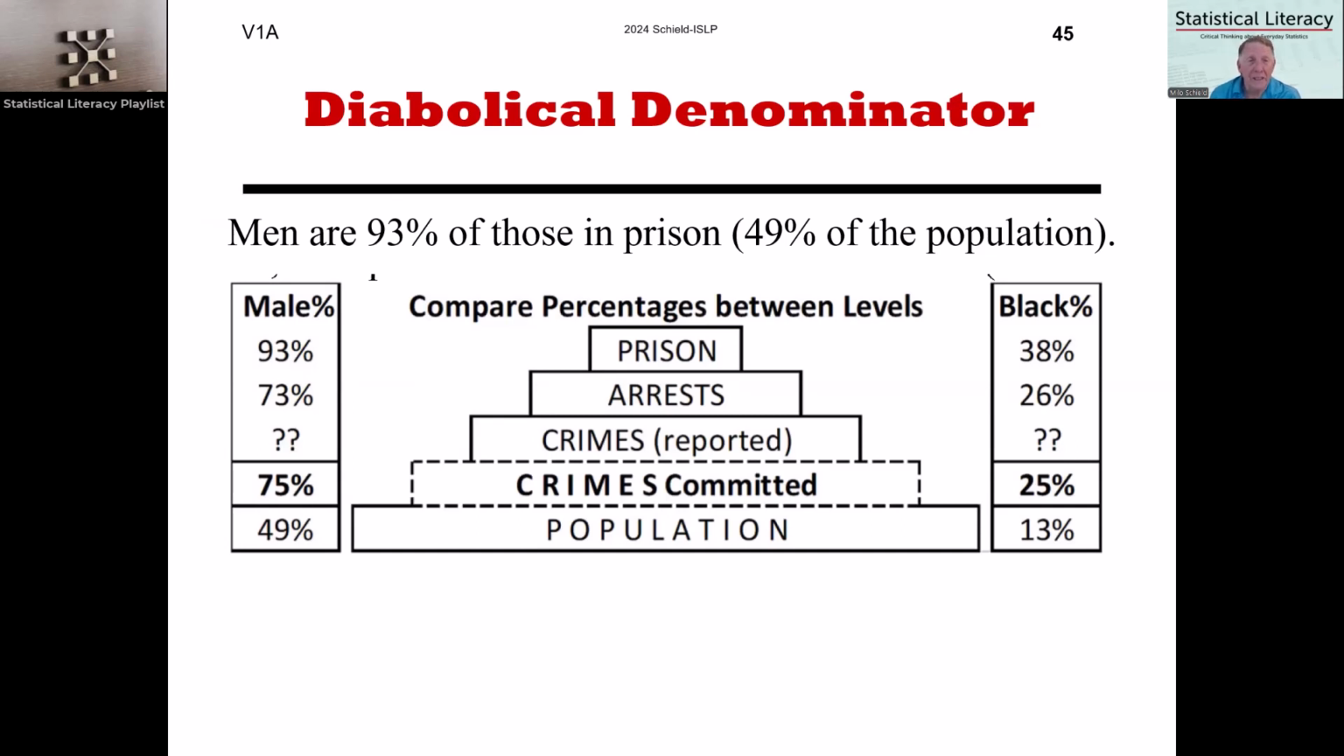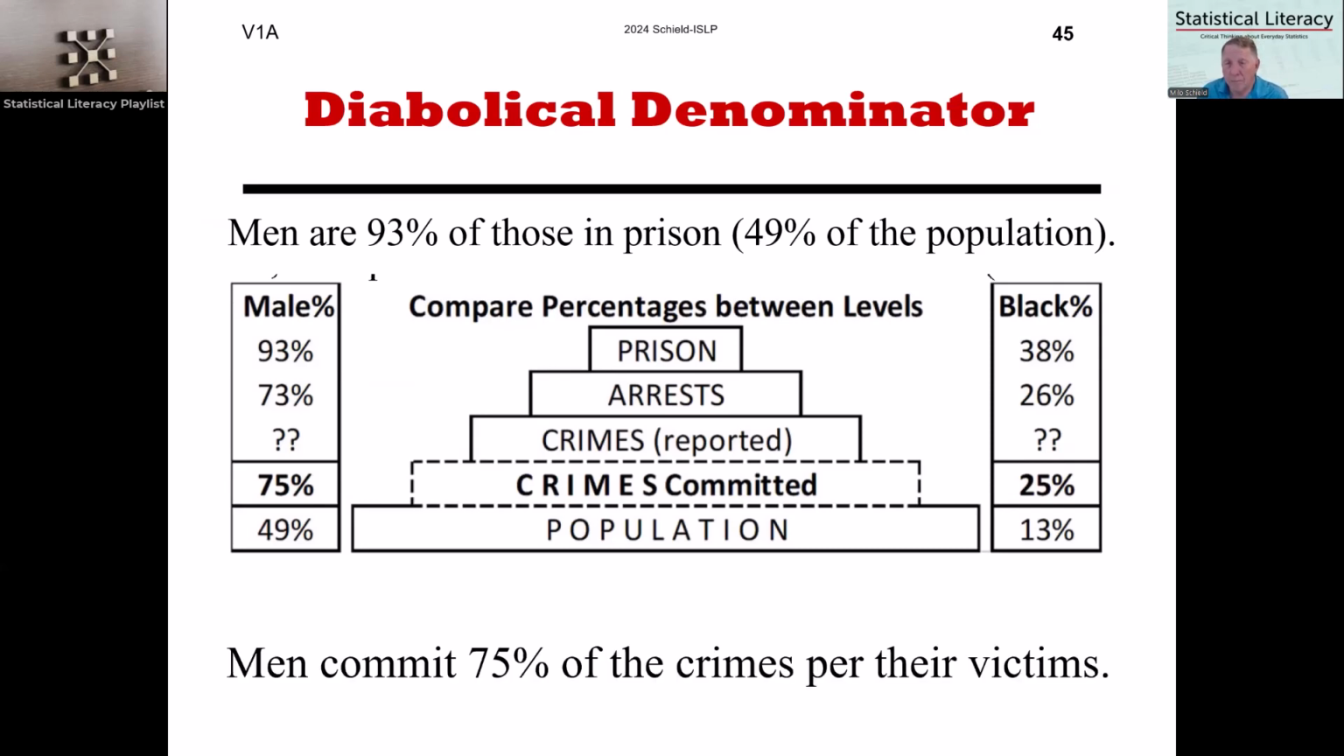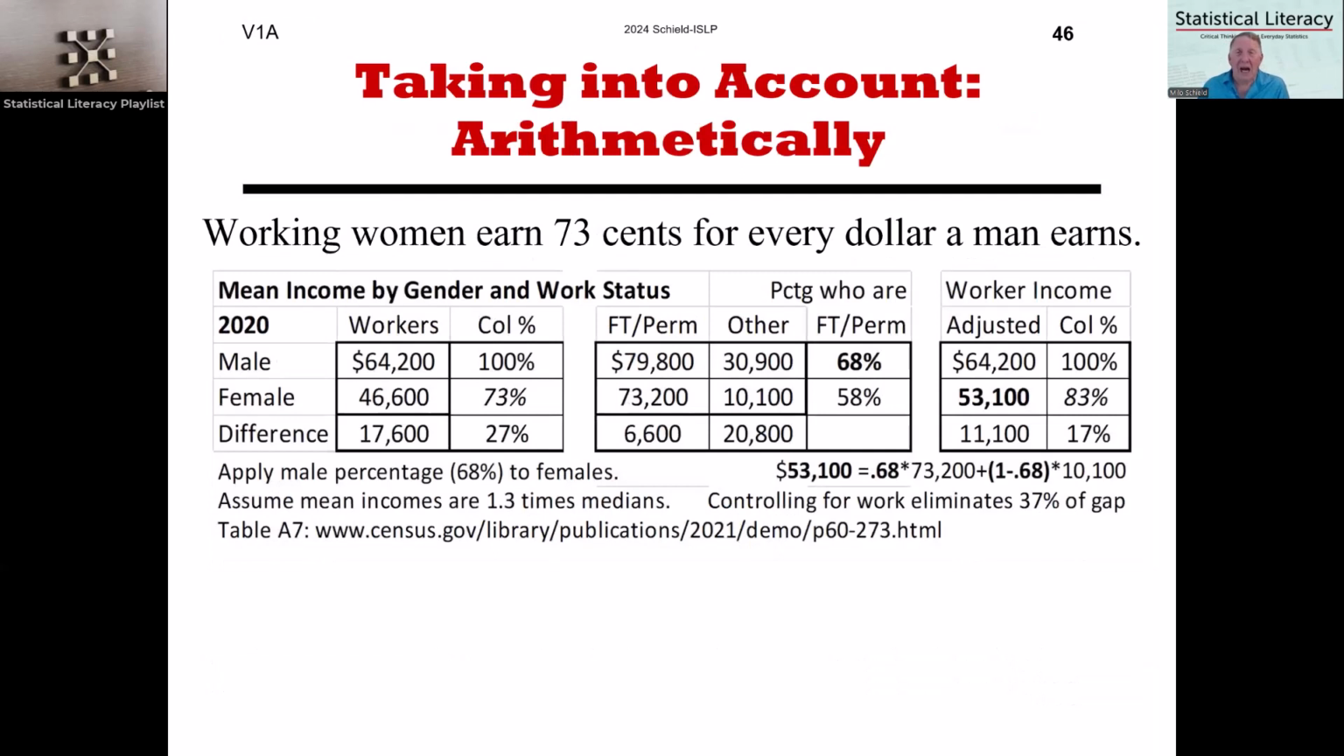What's the point? The disparity depends on what you're comparing it with. So if I compare it with the population, the disparity is big. If I compare it with either of the intermediaries, crimes committed or arrests, it doesn't look as big. Same is true for Blacks on the right side. Now, how do my students take something into account quantitatively? They do it using weighted averages.